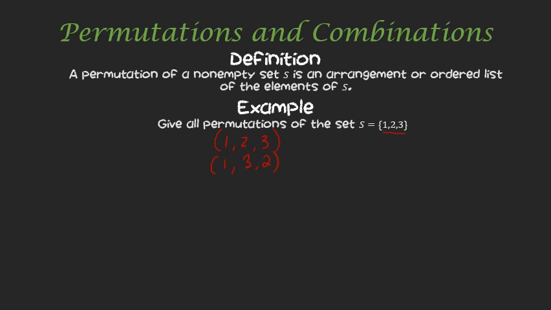I could do 1, 2, 3. I could do 1, 3, 2. What else could I do? Well, I could start with the element 2 and then do 1 and 3. I could start with 2 and then do 3 and 1. And finally, I could start with 3 and do 1, 2, or 3 and then 2, 1. So each one of these is a permutation of S, and there are a total of 6 permutations of S.